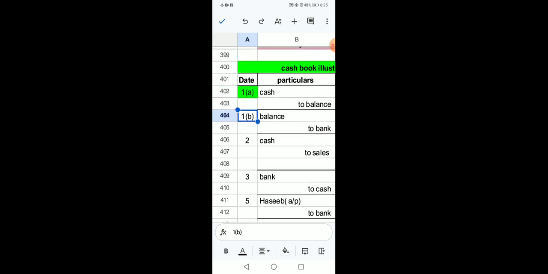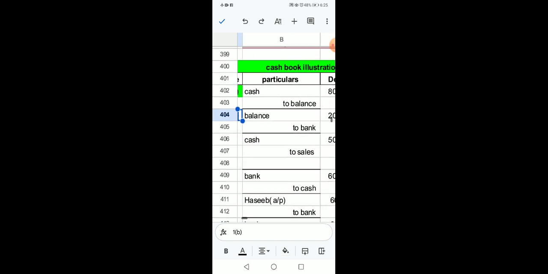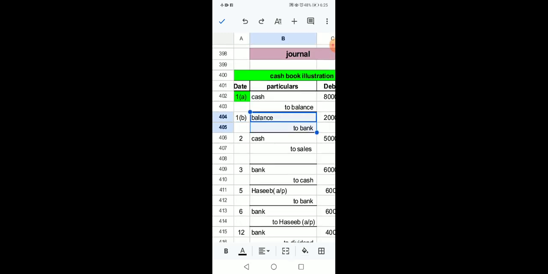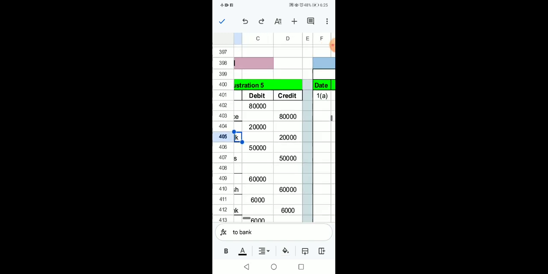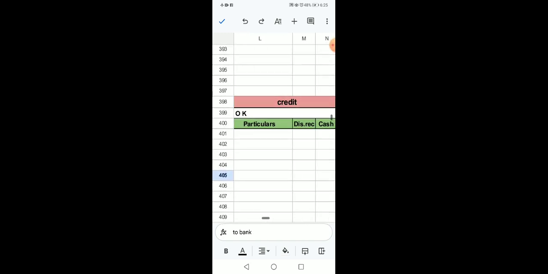Now we are at entry number 1B, where there are two elements, balance and bank, but we are associated with only one element, which is bank. Bank is credited 20,000. You will go to the credit side of the bank and write 20,000 over here.